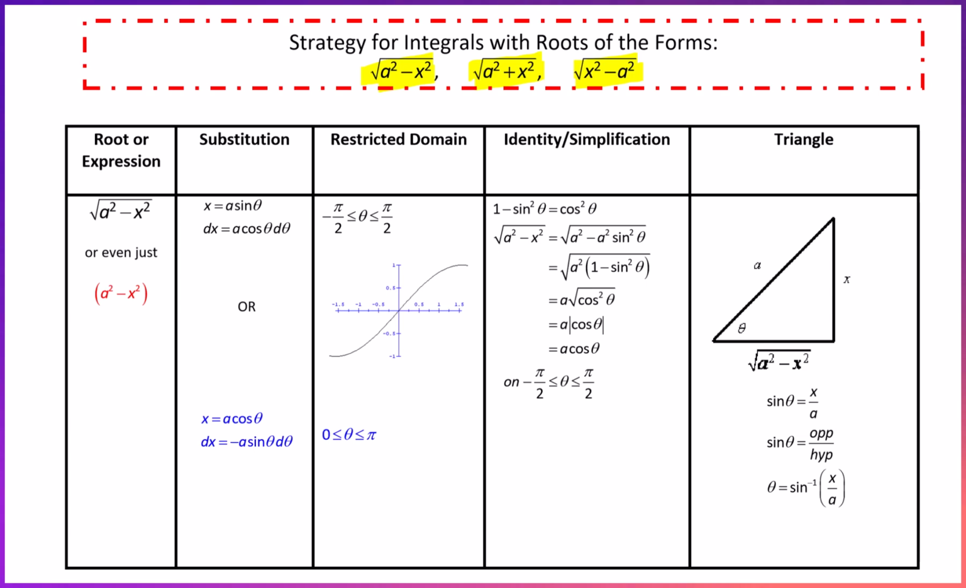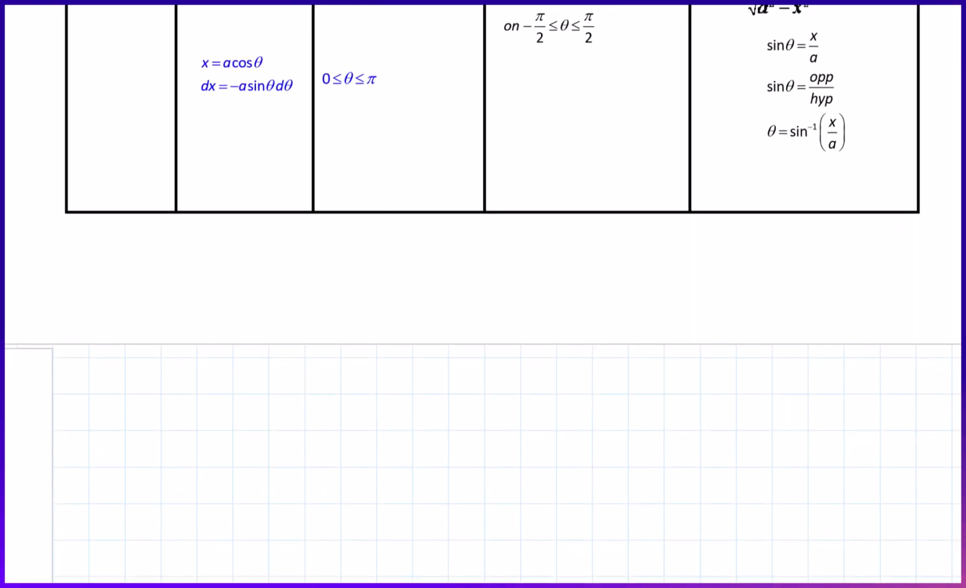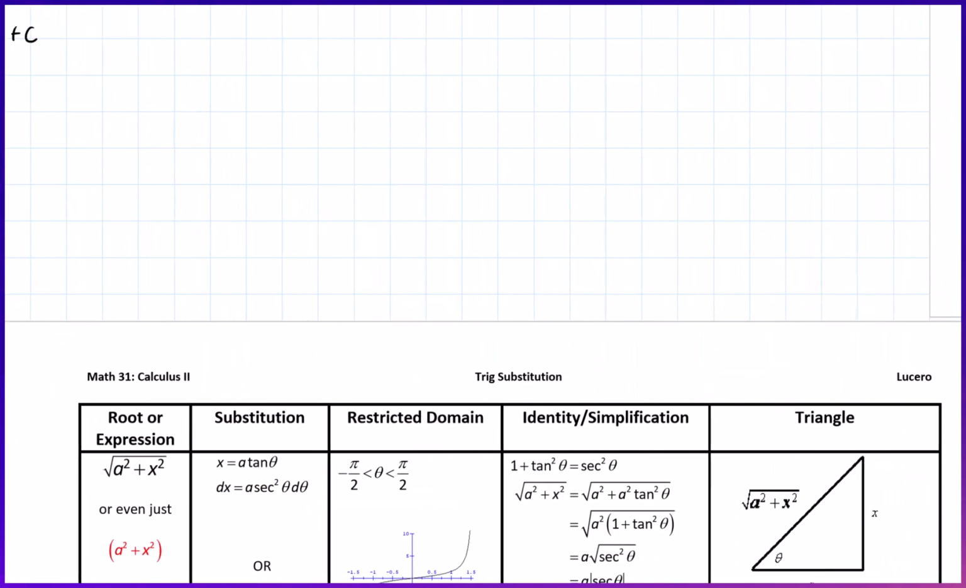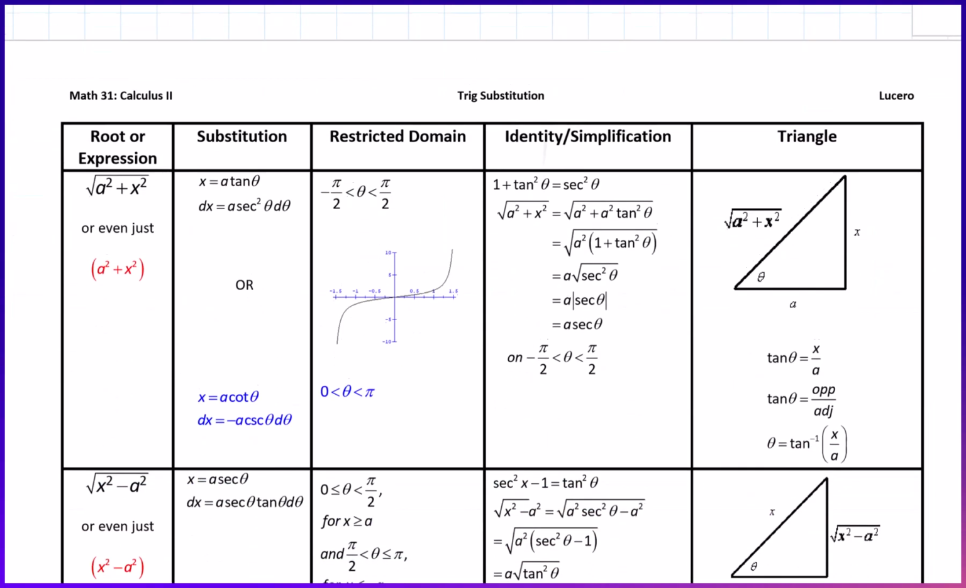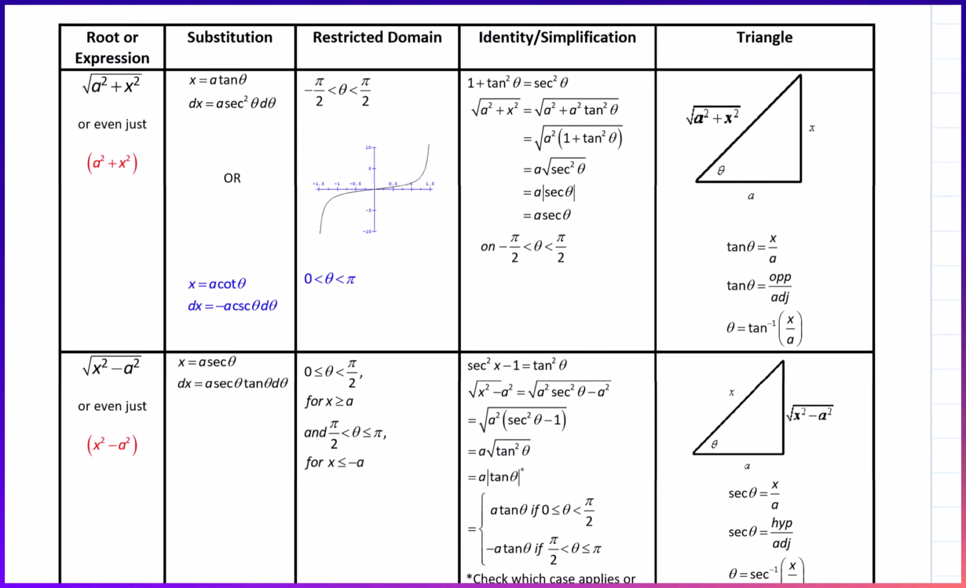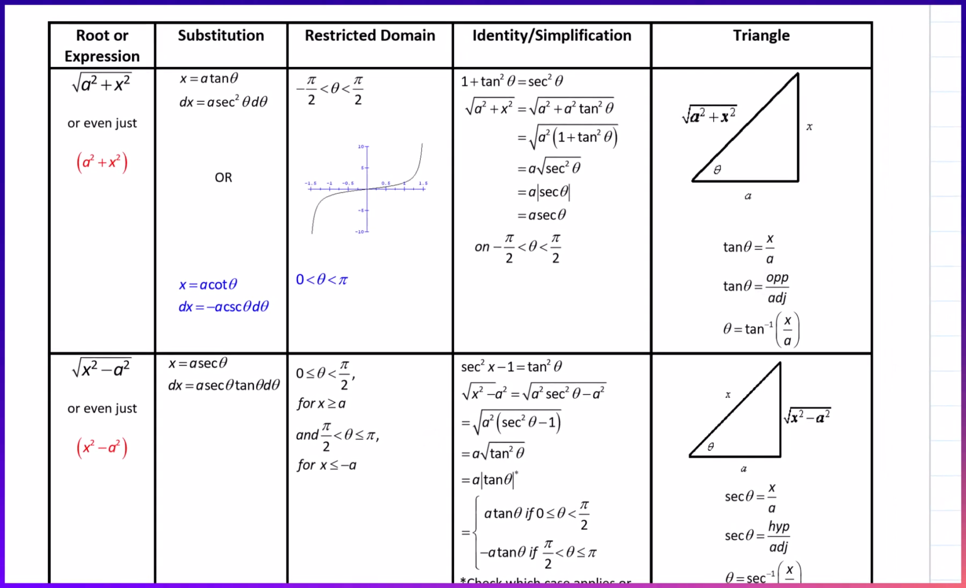All right, we do have 2 more substitutions on this strategy sheet, and I will show those briefly, and we're going to come back with another video to practice these. So for those other 2 roots, if we have an a squared plus x squared, then the substitution that we would want to use is a tangent of theta. We restrict between negative pi over 2 and pi over 2, non-inclusive of those endpoints because of the domain of the tangent.